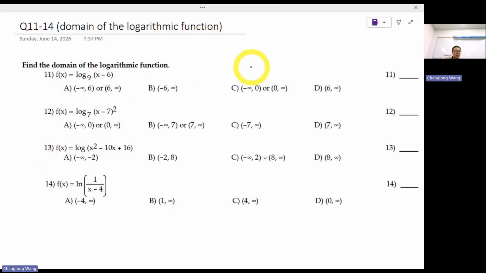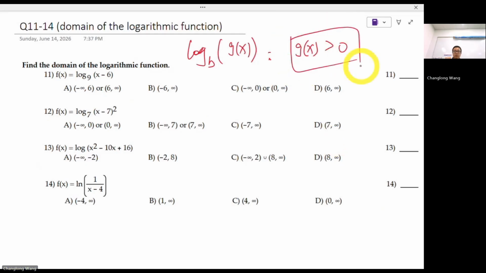So what you need to understand when it comes to questions asking for the domain of log functions is that whatever stuff you put into the log function, let's say log base b of g of x, where g of x could be a complicated expression of x, to make this function defined, you have to make sure the stuff inside the log must be positive. That's not negotiable, right? So not even negative or 0. It has to be positive.